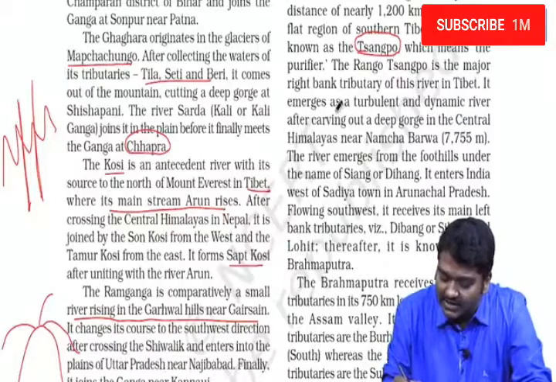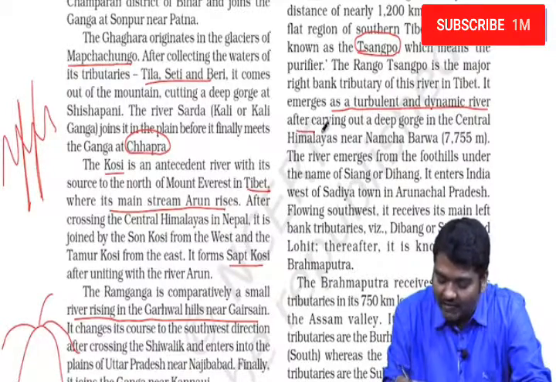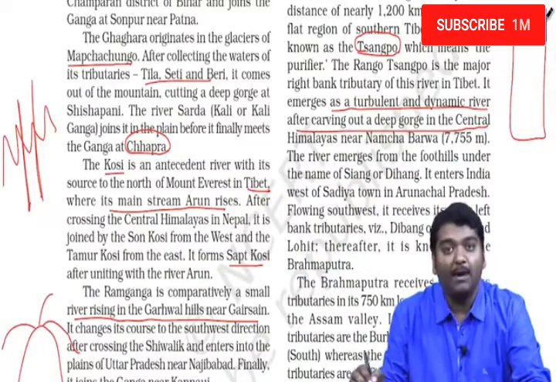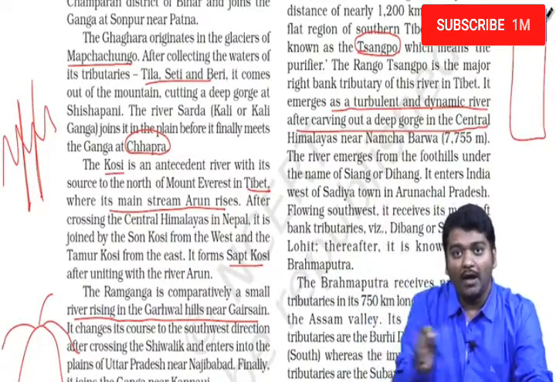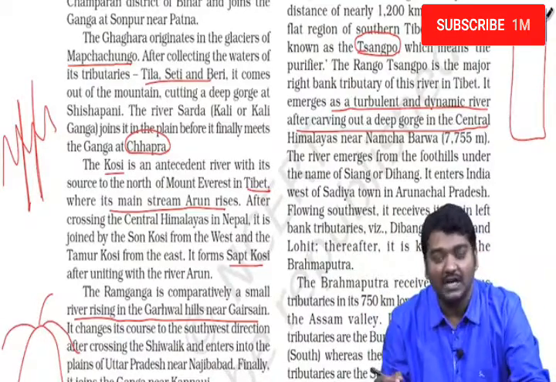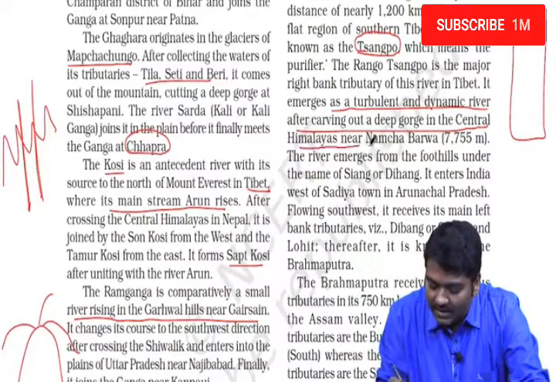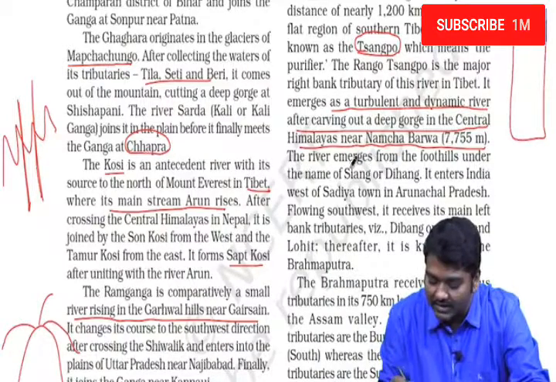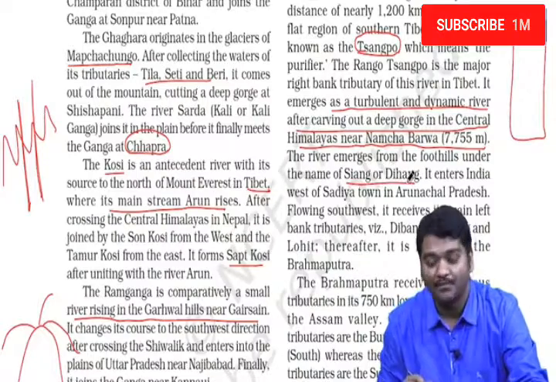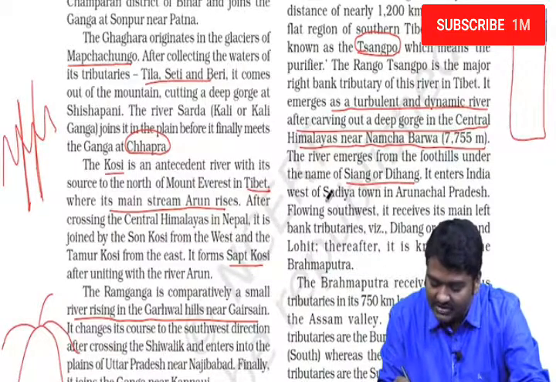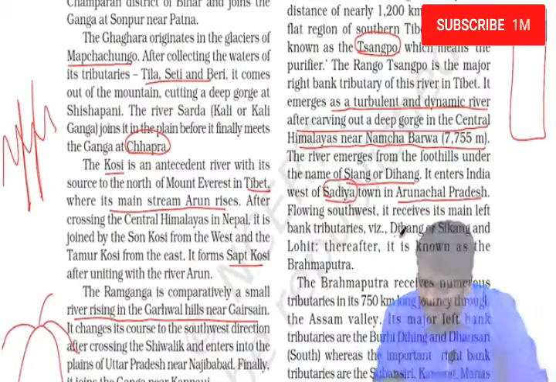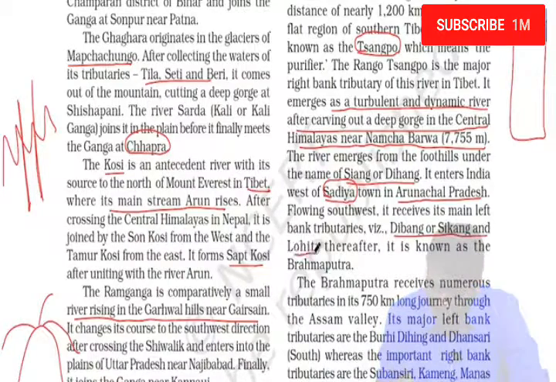It emerges as a turbulent and dynamic river after carving a deep gorge. I have already told you gorge is something like this. In mountains they actually erode in such a way that some gorges are formed. Central Himalayas near Namcha Barwa. The river emerges from the foothills under the name of Siang or Dihang, and it enters India west of Sadiya town in Arunachal Pradesh. And then some of its tributaries are Dibang or Sikang and Lohit.